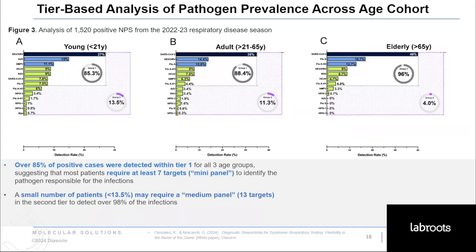So what if we use a medium panel that can detect up to 13 targets? This would identify another 14% of the infections in the young group, capturing around 98.8% of the total infections. Similarly, for adults, it would identify 11% more, reaching around 99.7% of the total infections. And for the elderly, it would capture the remaining 4% to detect all 100% of the total respiratory infections in this population.